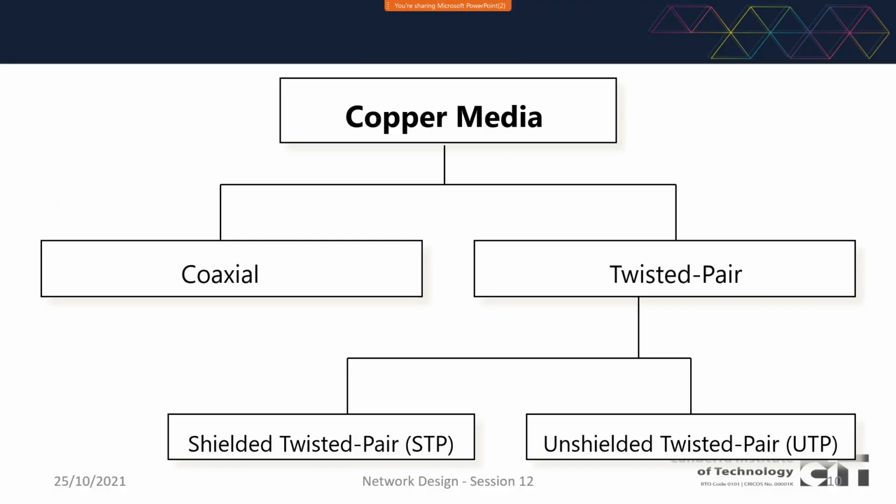Now, copper media, we have coaxial and twisted pair. When we say copper media, most of us immediately think about the twisted pair. And we forget that actually coaxial cable is another type. Okay, coaxial cables are also made up of copper media, and they are good for certain applications. Okay, coaxial is still used a lot in countries such as the United States and Canada. They still use this type of technology a lot.